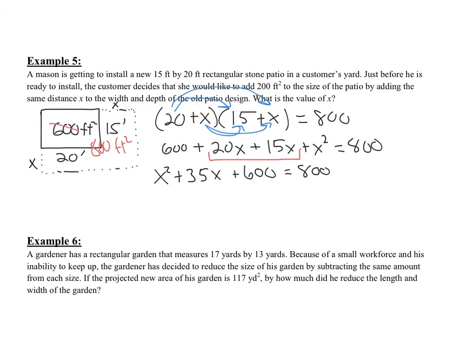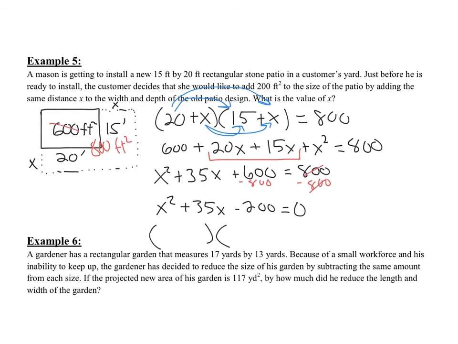Okay, now one of the things that we have to get over in this problem is that it's not equal to 0. We could solve this graphically and look for the intersection point, but we can't use the zero product property unless it is equal to 0. So I'm going to subtract 800 from both sides, because if I do that, those cancel, and I will have 0 on the right-hand side. So x squared plus 35x minus 200 will equal 0. Now I have something where my leading coefficient is 1, it's equal to 0, and I can factor and solve.